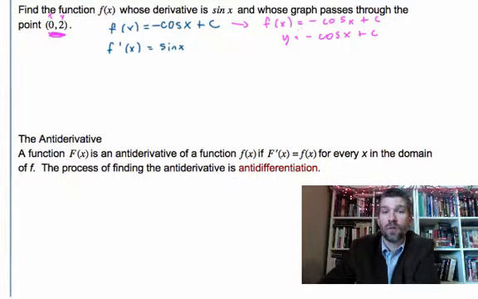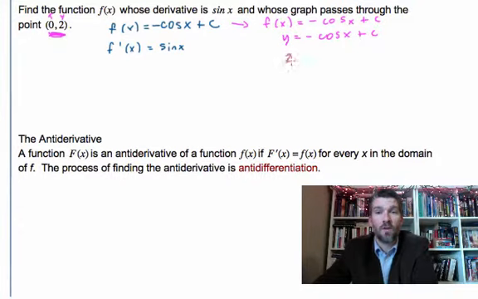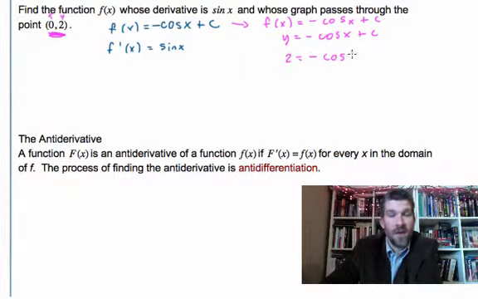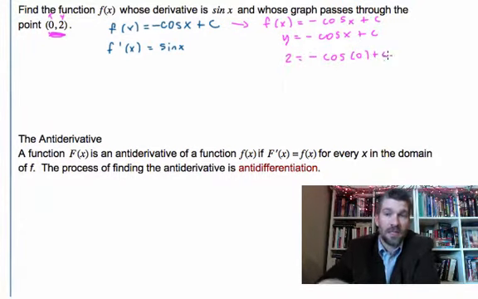And then we're going to use these values where x is equal to 0 and y is equal to 2, and plug them into our equation. When we do that, we solve for c. So we have f of x equals negative cosine x plus c. We're going to substitute in 2 for y and 0 for x. So go ahead and fill in those things, and then solve this for c.